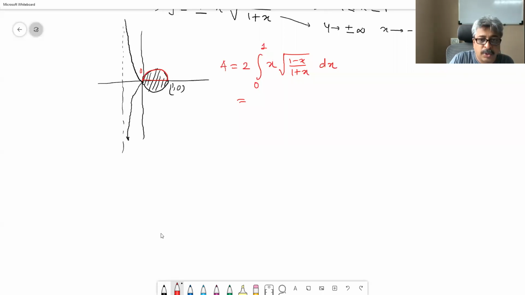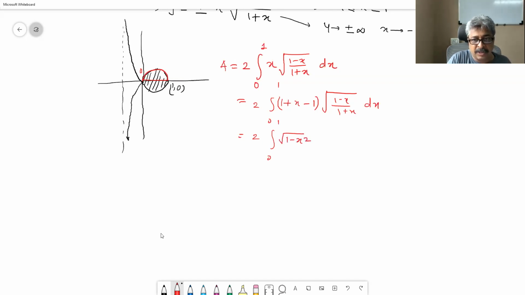Which is equal to 2 times the integral 0 to 1 of x plus 1 minus 1, radical 1 minus x upon 1 plus x dx. Then if you take 1 plus x into this, it will become 2 times the integral 0 to 1 root 1 plus x into root 1 minus x, that is root 1 minus x square, that is the first part, dx, minus 2 times the integral 0 to 1 radical 1 minus x upon 1 plus x dx. Correct?